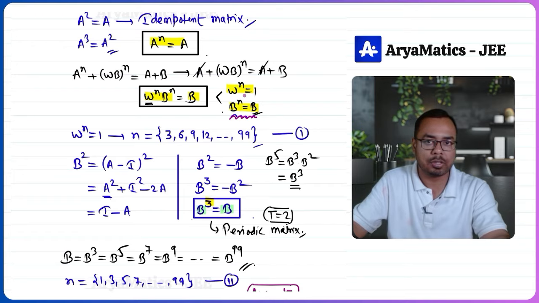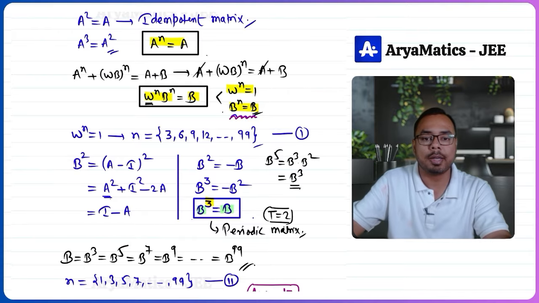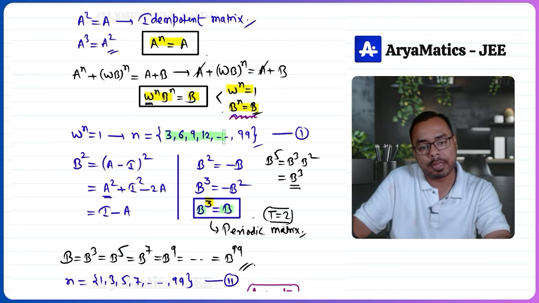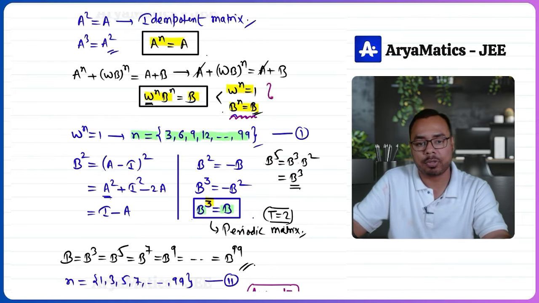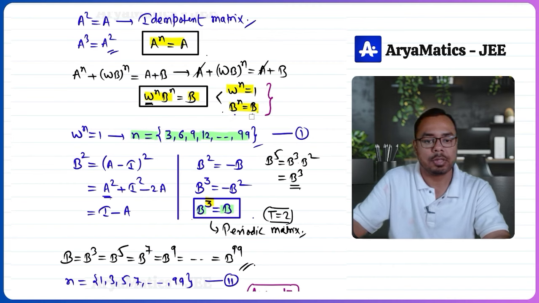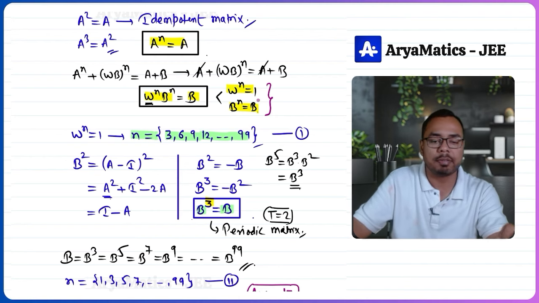One condition is omega raised to n is 1, and the second condition is B raised to n is B. Now omega raised to n is 1, that means n must be a multiple of 3. So from there we got these values of n. Remember, we need to satisfy both of these conditions, and therefore finally we had to take the intersection. So if I take n as a multiple of 3, then we can satisfy the first condition that omega raised to n will be 1.